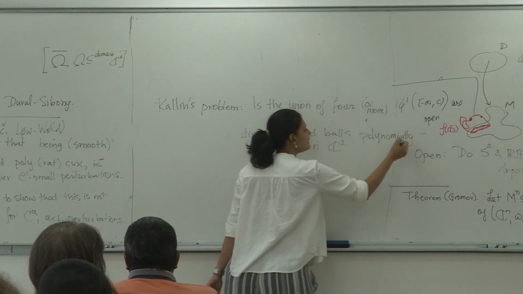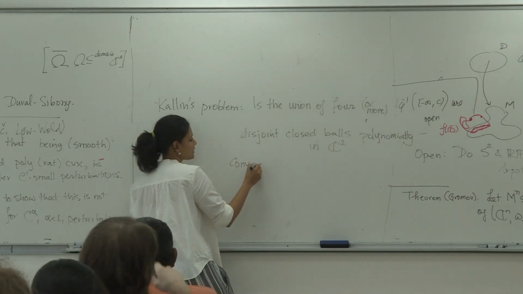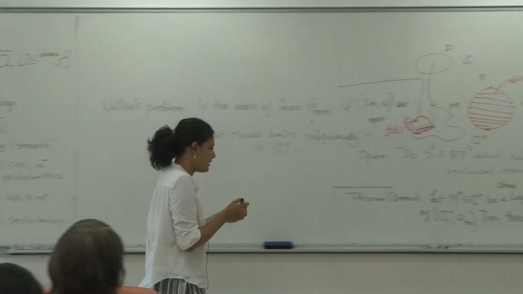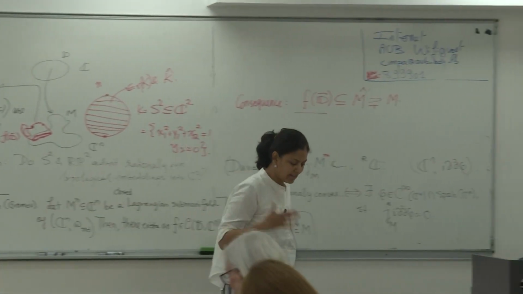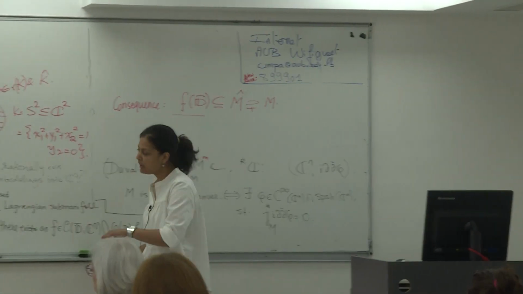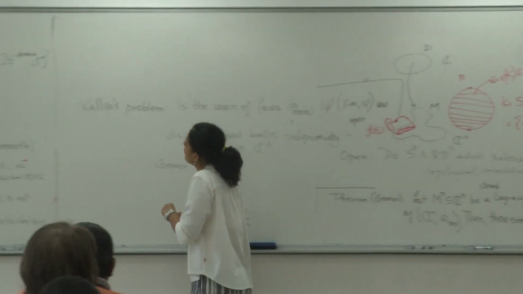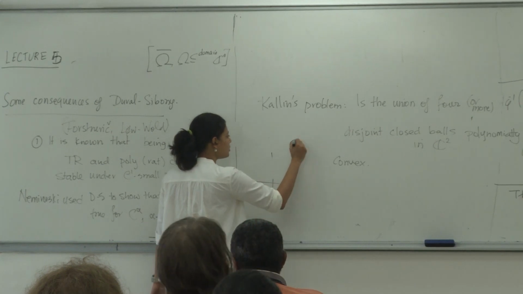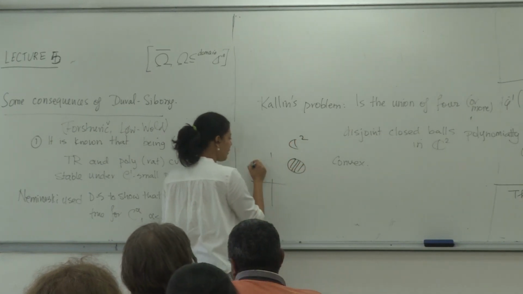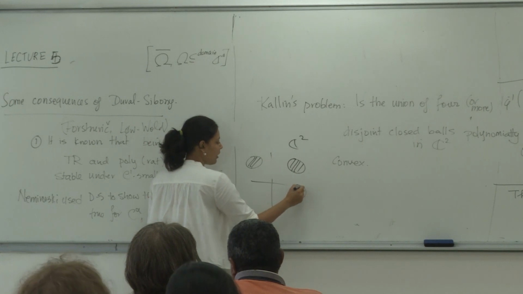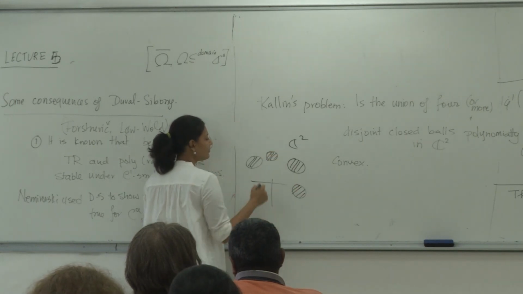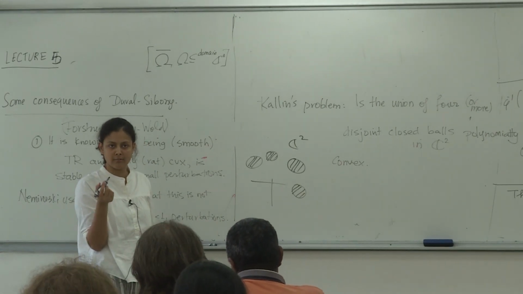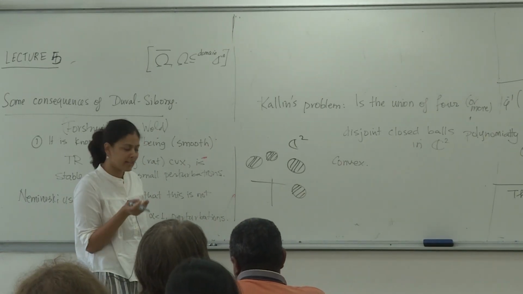So I'll explain the context. I'll explain what is known, and I'll tell you how it's related to Duval-Sibony. It's very easy. You don't need any of the stuff that we discussed in the last 4 lectures. You can really just start with the definition of polynomial convexity. And what we are asking, so we are in C2, and you take closed balls, they're disjoint, is the union polynomially convex? So we did talk about intersections of polynomially convex and rationally convex sets, but we also said that unions are quite delicate.